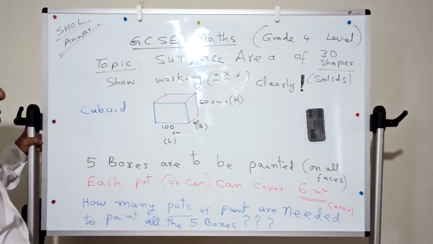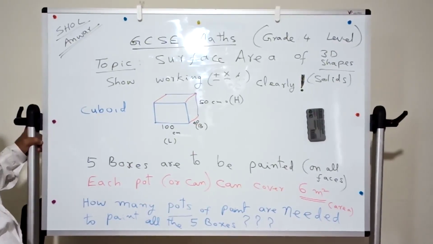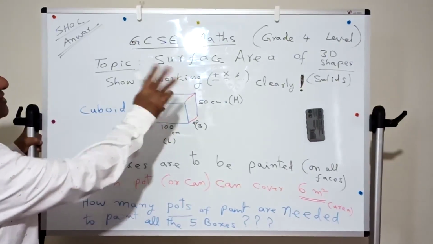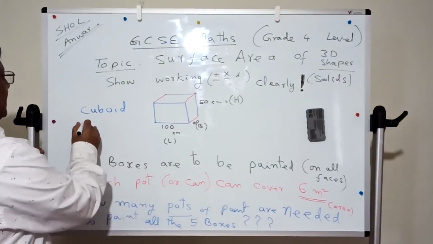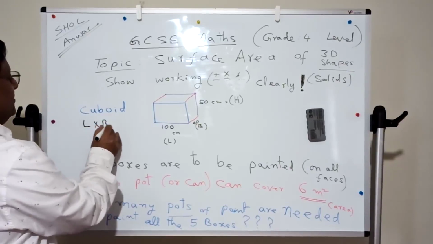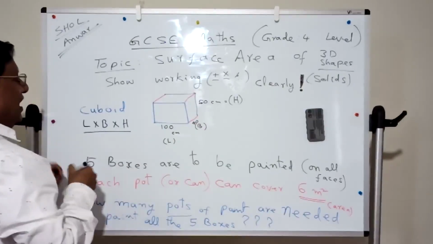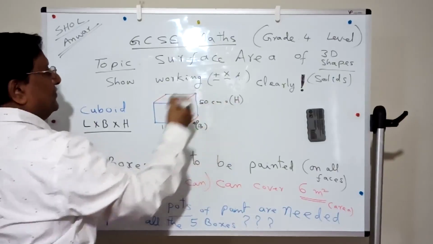Now in this present problem, there is a cuboid, which you can also call a rectangular prism. A square prism is like a cube, where all faces are squares. But in this case, a cuboid means rectangles, and some may be squares. A cuboid always has length times breadth, breadth meaning width, times height. These three dimensions make it a 3D shape. Length is 100 centimeters, breadth is 40 centimeters, and height is 50 centimeters.